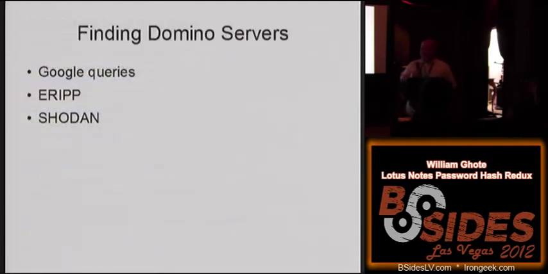So how do you find these Domino servers? They're scattered all over, and mainly what I'm talking about today is web access to Domino servers. So there's three ways that I went about that. There are some known Google queries that are talked about in Google Dorks, and so we'll show you a couple examples there. ERIP is the Every Routable Internet IP project, and that has some interesting results when you query that.